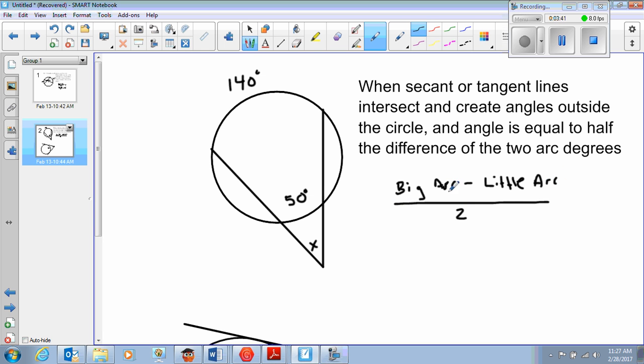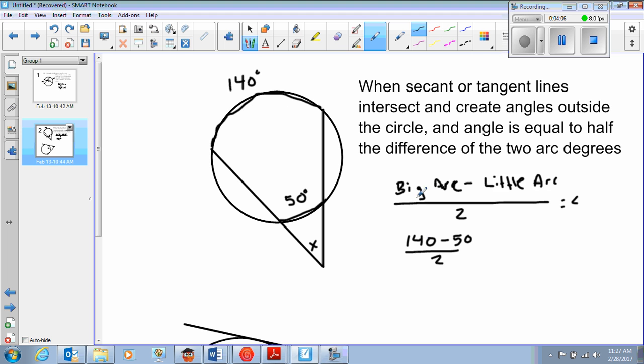So big arc minus little arc divided by 2. We see here in this particular case, these two arcs, 140 and 50, actually go with x. So we're going to take the bigger arc, 140, minus the smaller arc, 50, and divide that by 2. And that's going to give us the measurement of our angle that's outside of the circle.